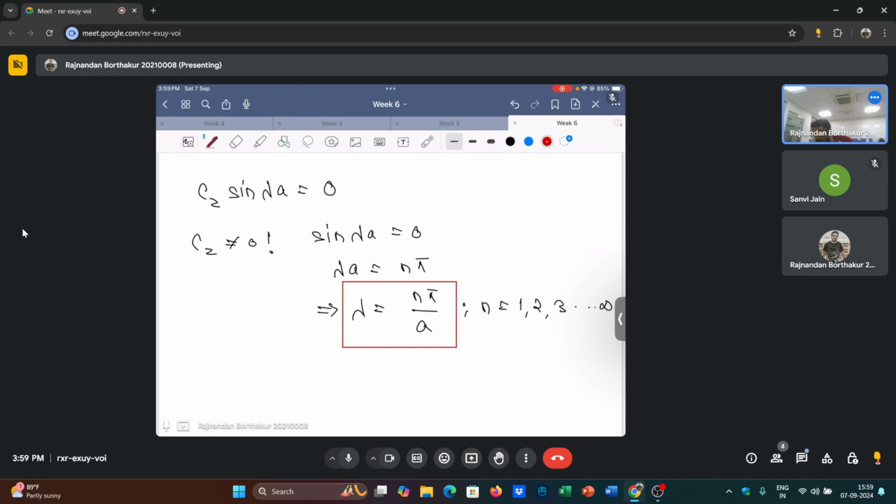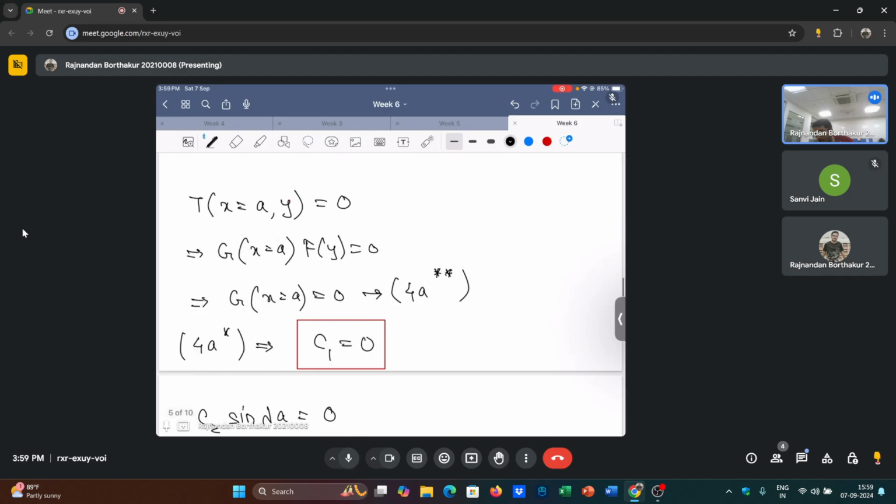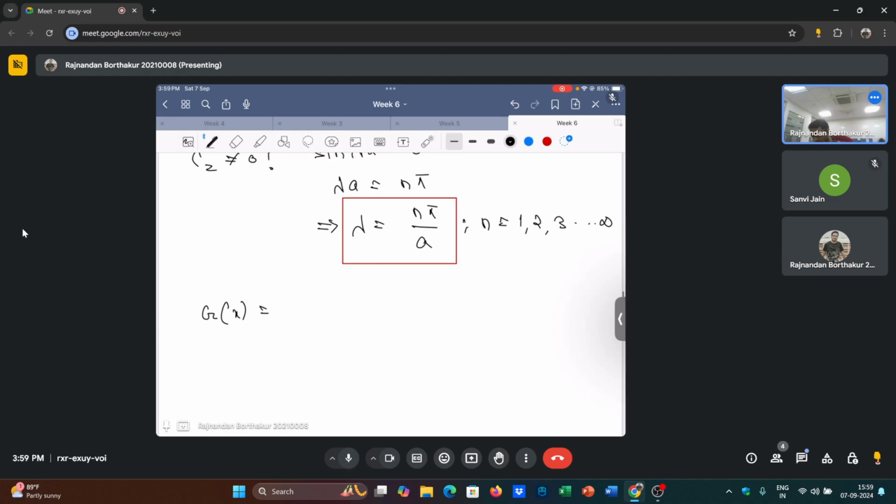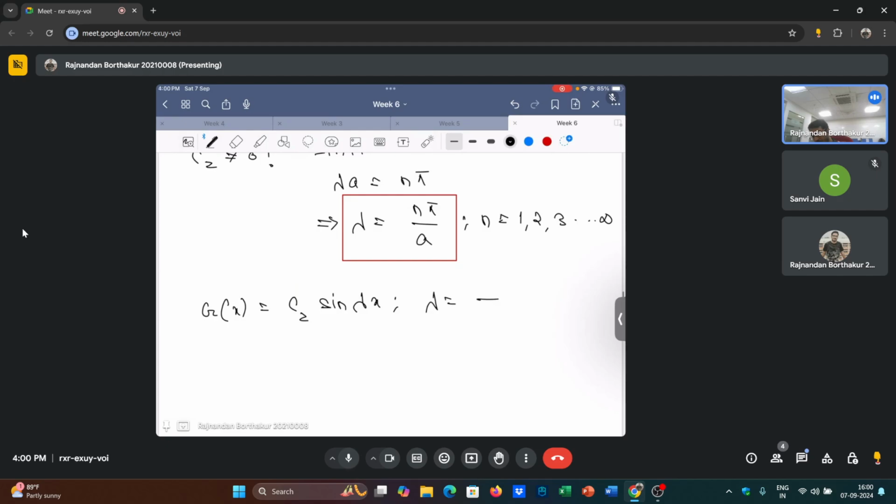So this means by using the two boundary conditions, we have now figured out this g of x. So this C1 was equal to 0. C2 we have not yet determined, but we do not actually need to separately determine C2, and that we will see shortly. But anyway, we have determined this g of x as C2 times sine of lambda x, where this lambda is equal to n by a, and this n takes the value of 1 up to infinity. Okay, so any questions?